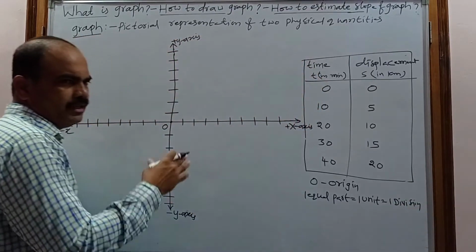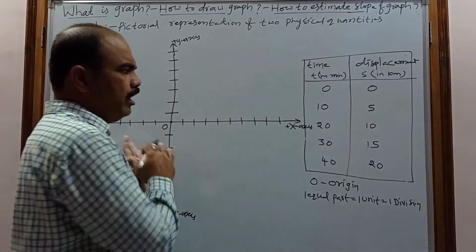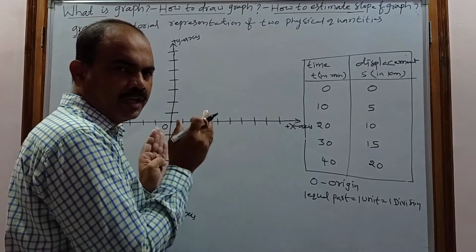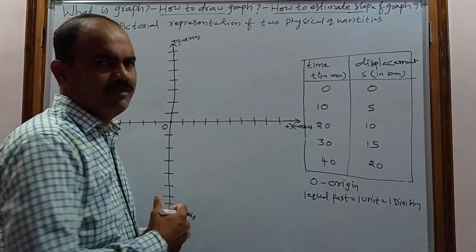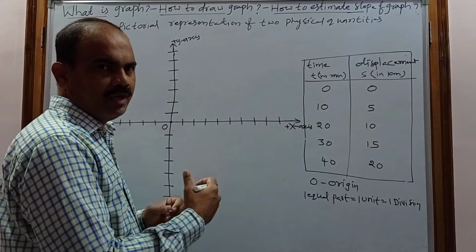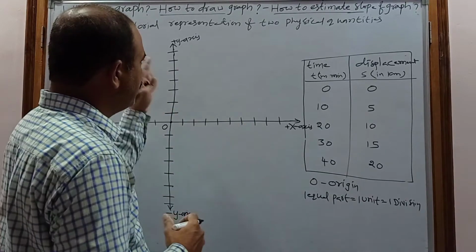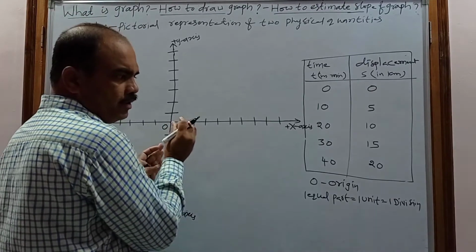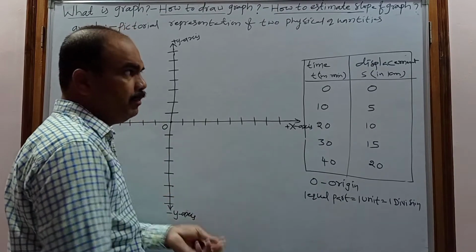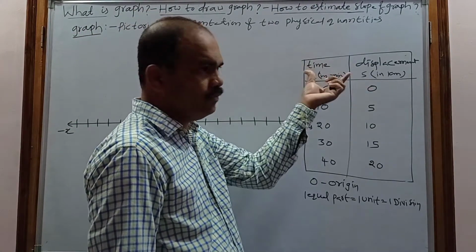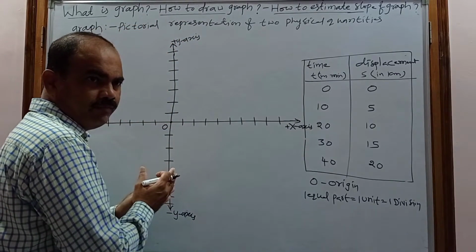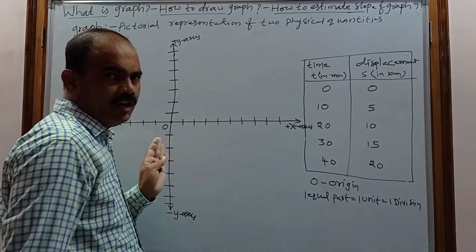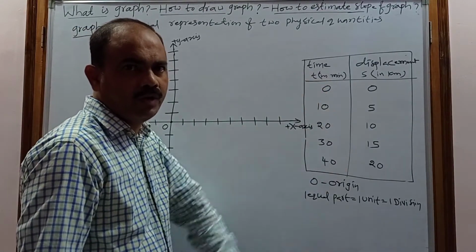After dividing the x-axis and y-axis into equal parts, now we have to assign some numerical values. Giving the numerical values to the x-axis and y-axis is called scaling, nothing but arranging the scale on the x-axis and on the y-axis. The numerical values for each equal part or unit depend upon the two physical quantities for which you are going to draw the graph.